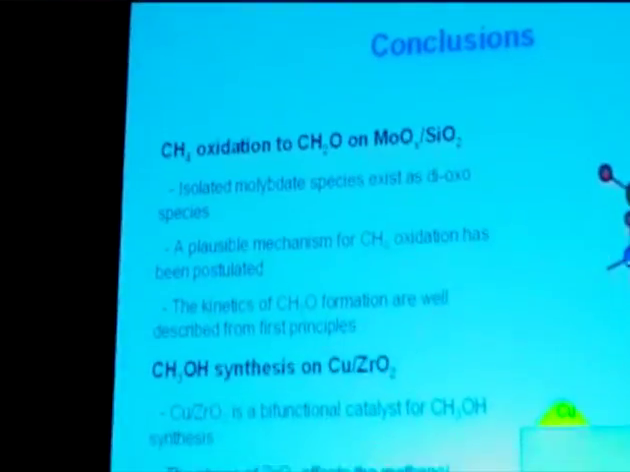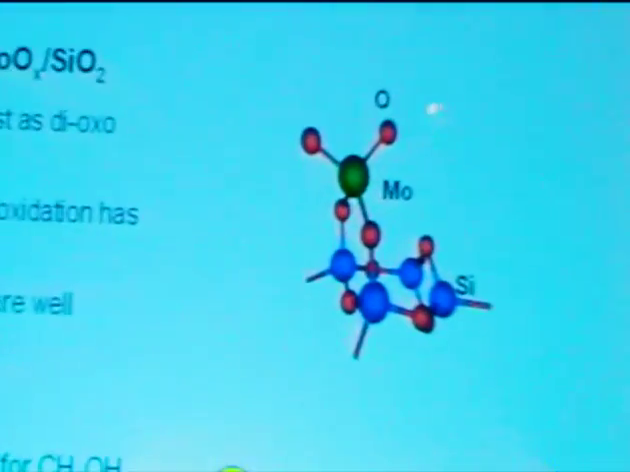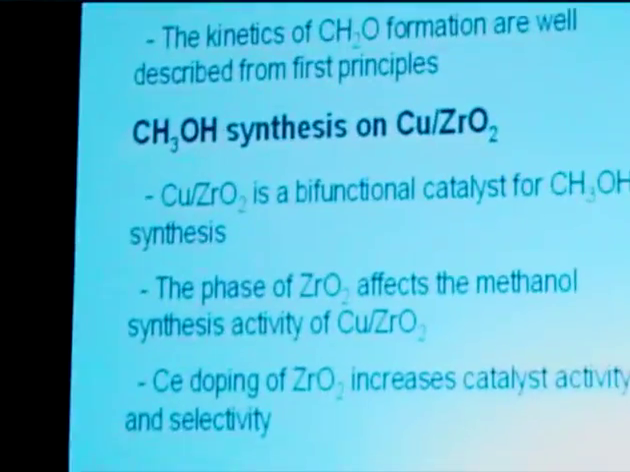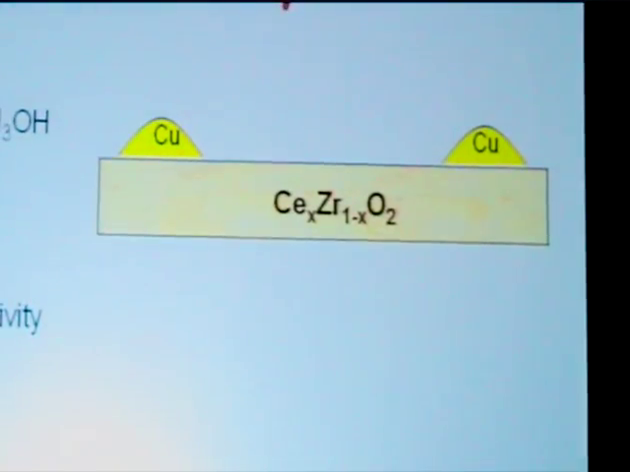And then in the last two examples, we first showed that methane oxidation will occur on these isolated molybdates, and that they have the structure shown here. They're dioxo, not monooxo. And this is partially reduced in situ. You form a peroxo, and that's what attacks the methane to make formaldehyde over here. And again, you can get the kinetics more or less right from first principles.